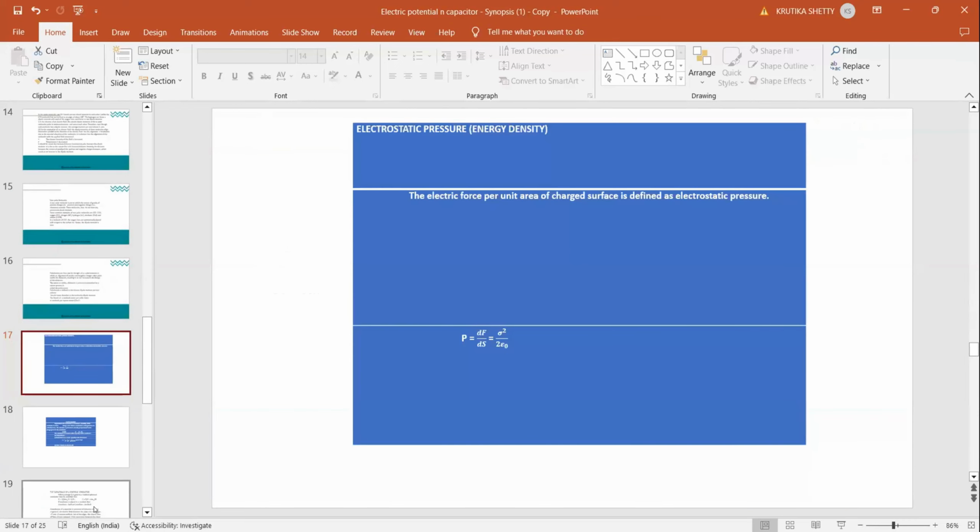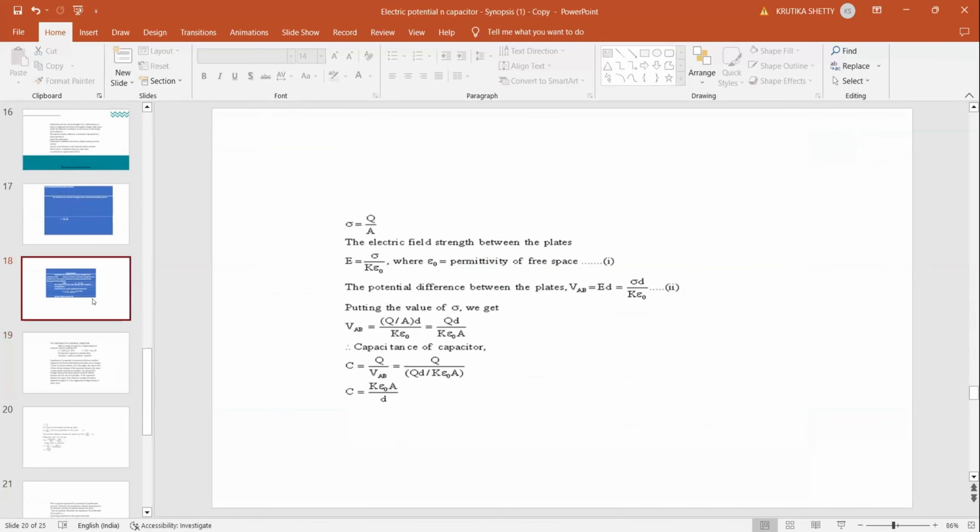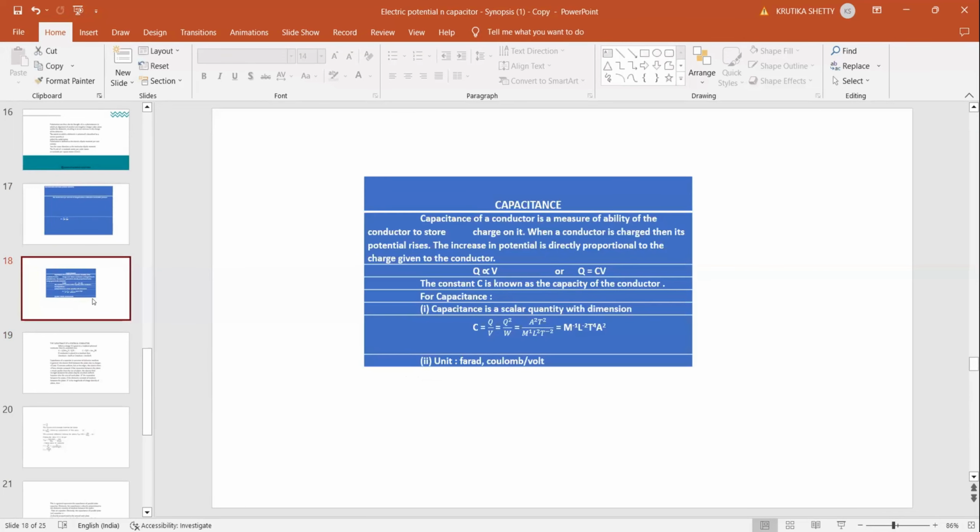Okay. Then the next point we have, that is capacitors. So what is capacitor? Capacitor is a device which will store the charges. Then what is capacitance? The capacity to store the charge is called as what? Capacitance. So capacitor is a device which will store the charges. Capacitance is the ability of the capacitor to store the charge. Capacitance.